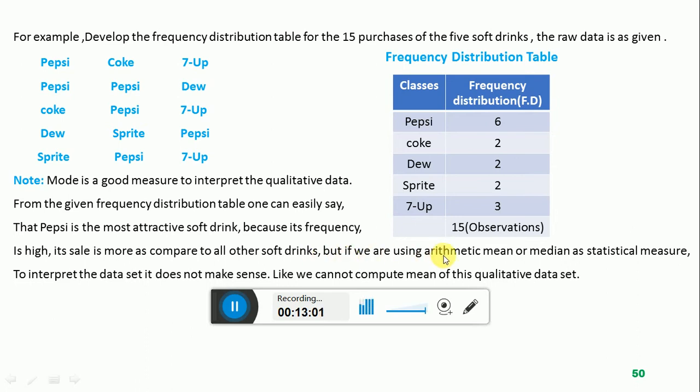But if we use the arithmetic mean or median as a statistical measure to interpret the given data set, it doesn't make sense, because we cannot compute the mean value for this given raw data set. This is qualitative information and we cannot add the data items together. We cannot compute the mean of this qualitative data set. So mode is the only way that a statistician can use to interpret qualitative data, like the most frequent soft drink, that is Pepsi. Pepsi is the attractive soft drink because its frequency is high. It's mostly happening in the given data set.